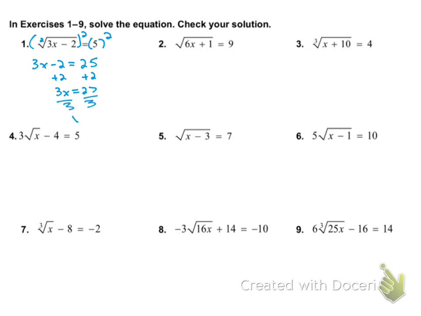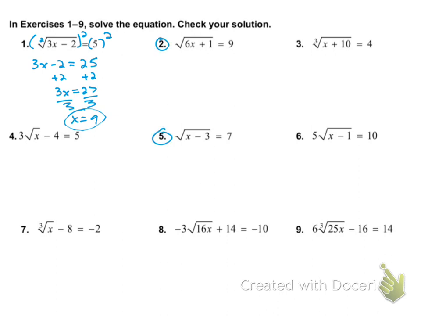Divide by 3, and I get x equals 9. If I plugged that back in, it would work. So that is the solution. If I plugged it back in, that would give me 27 minus 2, which is 25, and the square root of 25 is 5. Okay?